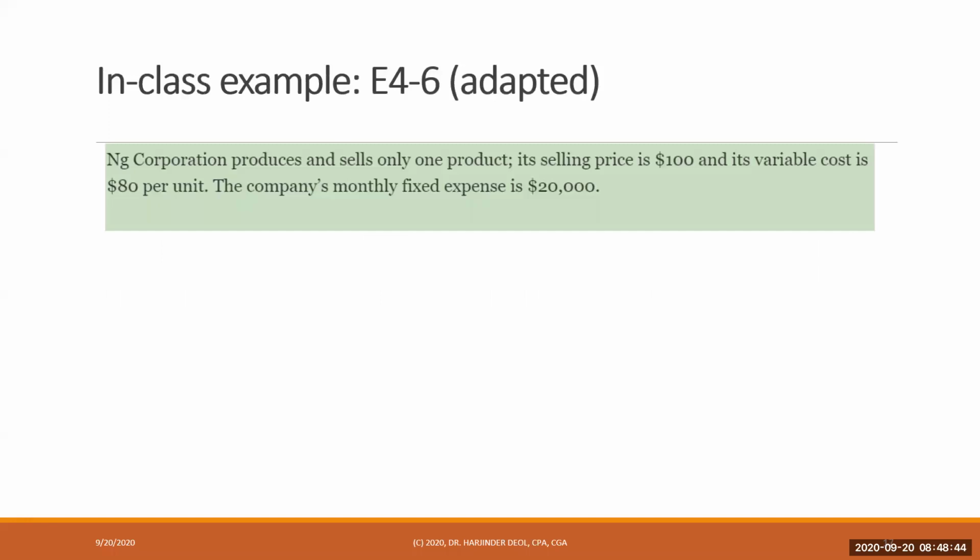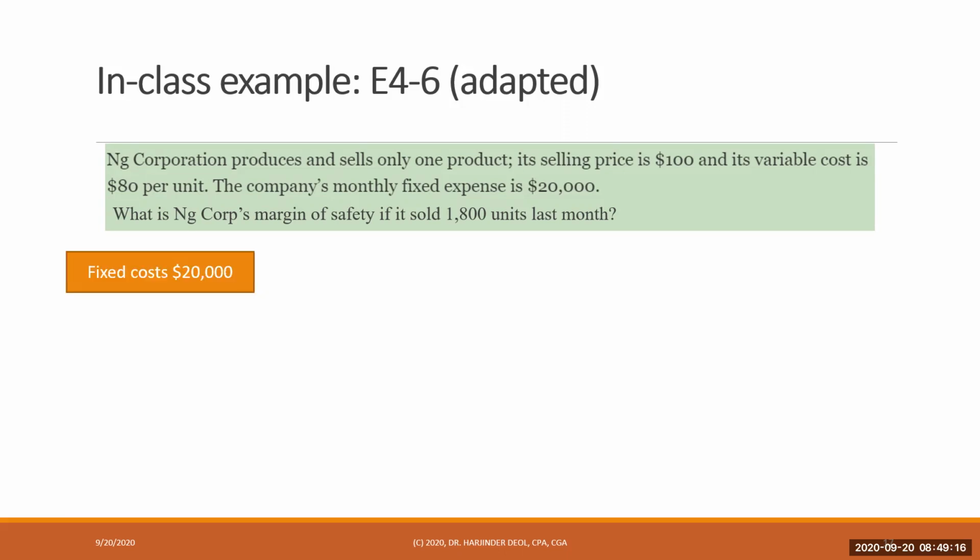So continuing with the earlier example of 4-6, and I'm adapting that example, same facts as before, and I say, what is the company's margin of safety if it sold 1,800 units last month? So to answer that question, you will need to calculate the break-even point. So remember, at break-even point, the company does not earn any operating income or loss. It must still recover its fixed costs.